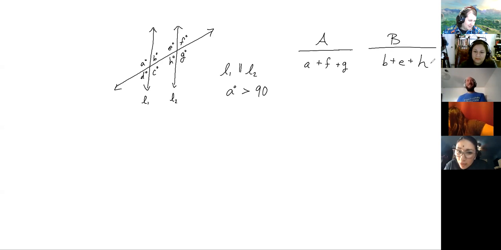Okay, so we know that these lines are parallel. Can you mute your mic, please? Oh, sure. There we go.